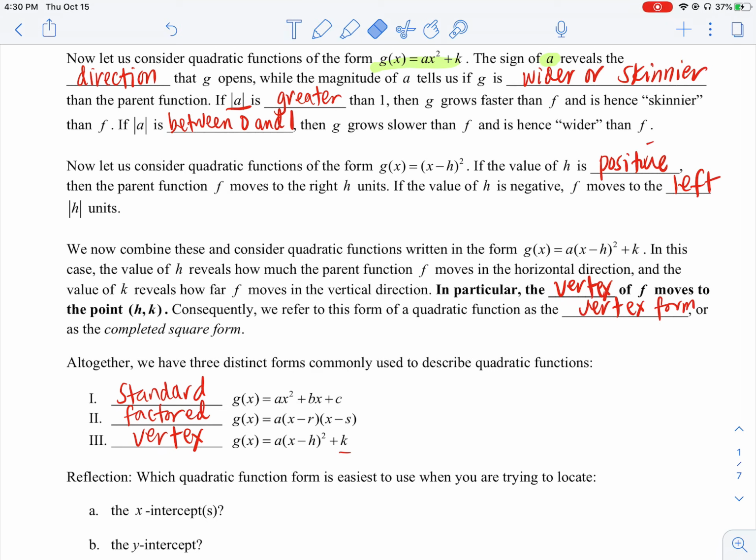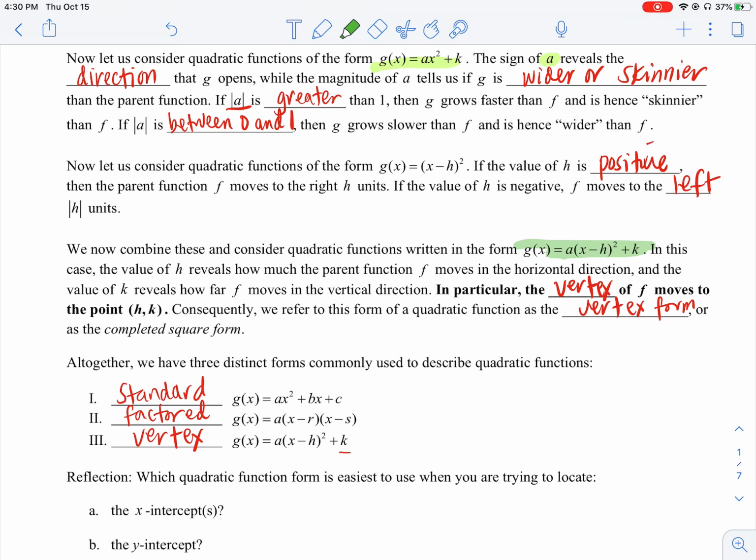We now combine this and consider quadratic functions written in the form g of x equals a times x minus h squared plus k. And I want you to remember the position of where we find k, where we find h, and where we find the a value. In this case, the value of h reveals how much the parent function moves in the horizontal direction, to the right or to the left. And the k value reveals how far our function moves in the vertical direction, so up or down.